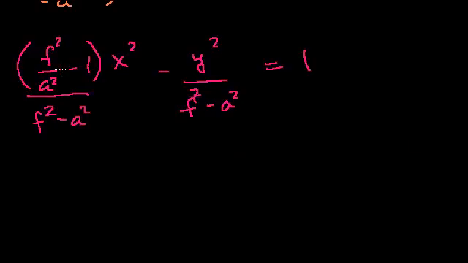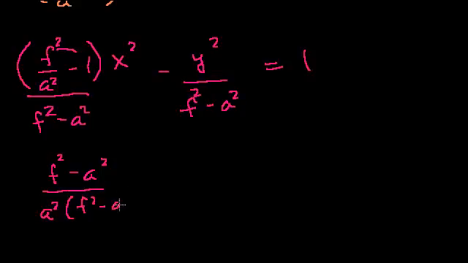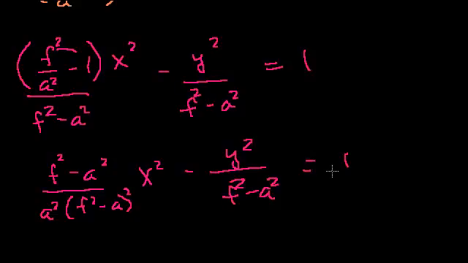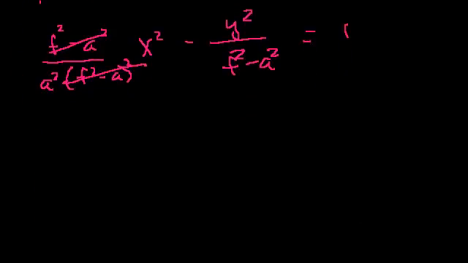If I multiply the numerator and the denominator by a squared, as long as I multiply the numerator and the denominator by the same number, I'm just multiplying by 1, so I'm not changing anything. So if I do that, the numerator becomes f squared minus a squared. I'm just multiplying that times a squared. And the denominator becomes a squared times f squared minus a squared. And all of that times x squared minus y squared over f squared minus a squared is equal to 1. This cancels with this, and we get something that's starting to look like the equation of a hyperbola.